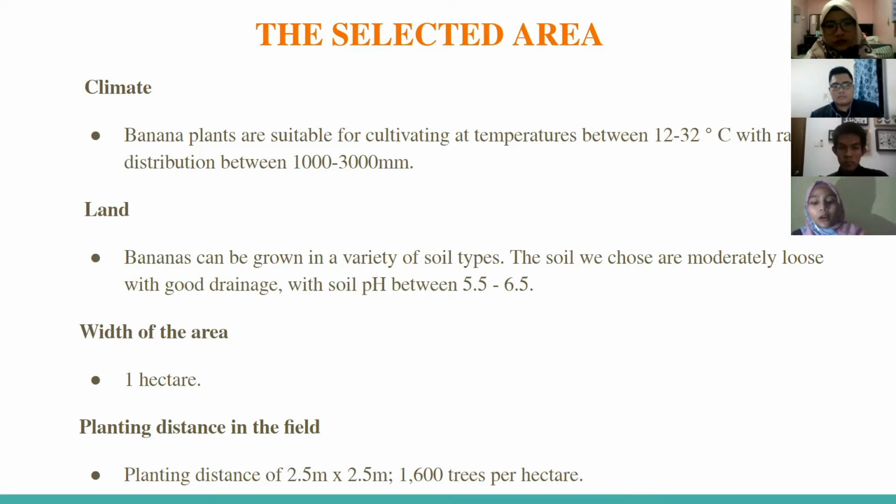For the width of the area for the banana plants, we choose 1 hectare with the planting distance in the field is 2.5 meters times 2.5 meters. Can accommodate 1,603 plants per hectare.